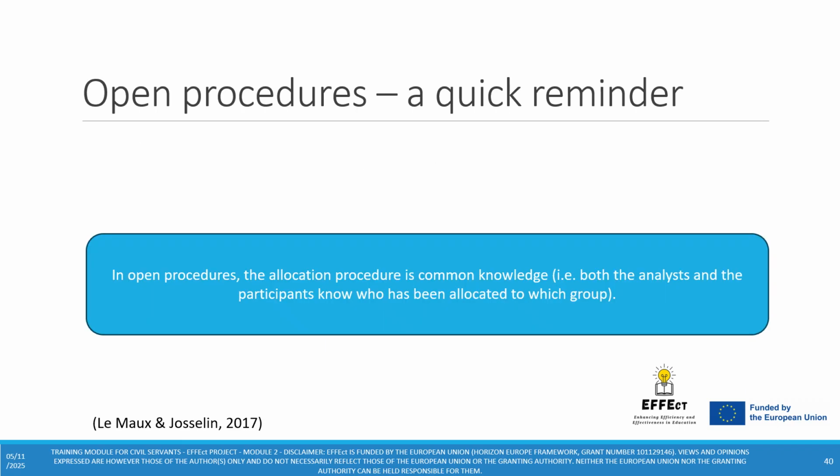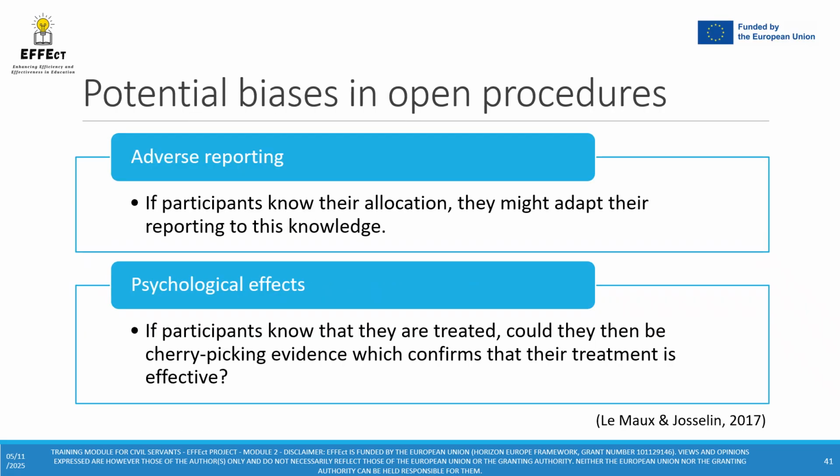We will start with biases arising from open procedures. Before doing so, let's have a quick reminder that in open procedures, the allocation procedure is common knowledge, which means that both the analysts and the participants know who has been allocated to which group. The open procedure allocation makes it possible that some biases might occur. Note that these are potential biases. They do not occur for sure, but the open procedure allocation makes them possible.